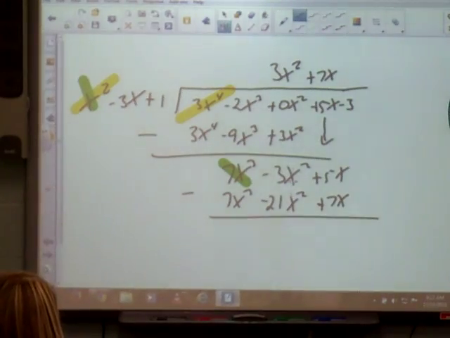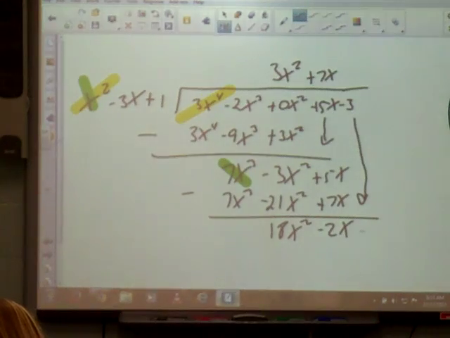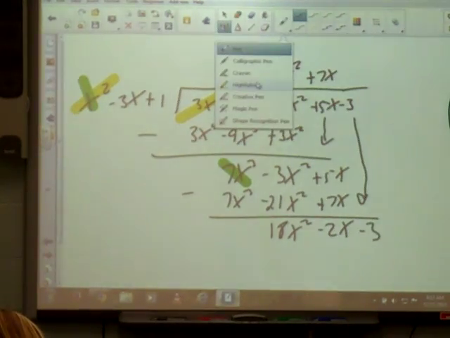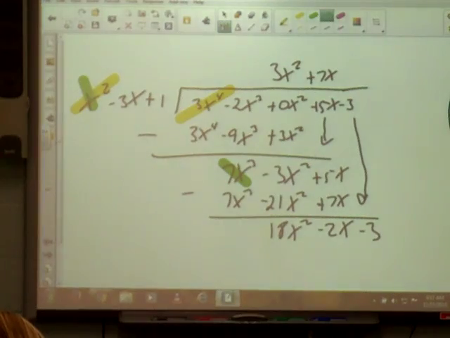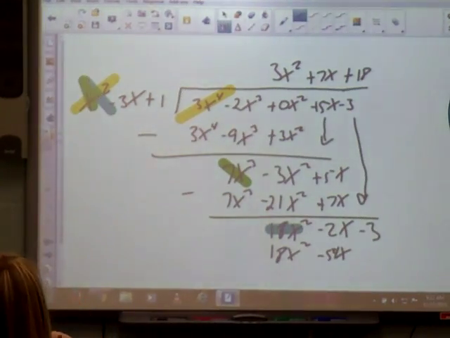People got mixed up on that. Negative 3 minus negative 21 is 18. And then 5 minus 7 would be negative 2. Bring down your minus 3. It's the last thing, so this has got to be my last go around. x squared times what gets me 18x squared? Plus 18 goes up there. 18 times x squared. 18 times negative 3x is negative 54x, and 18 times 1 is 18.